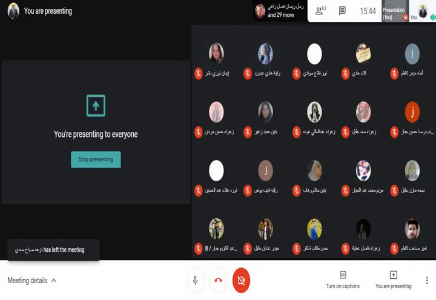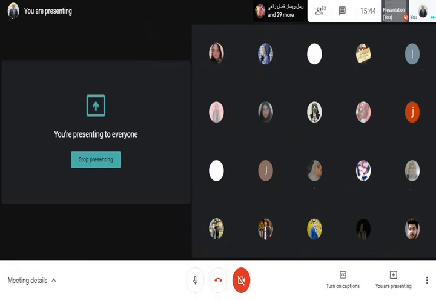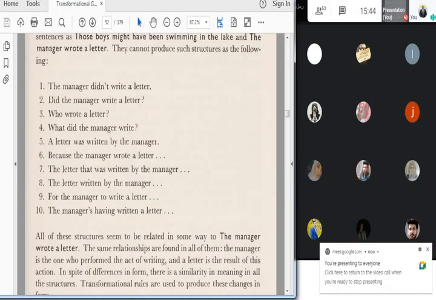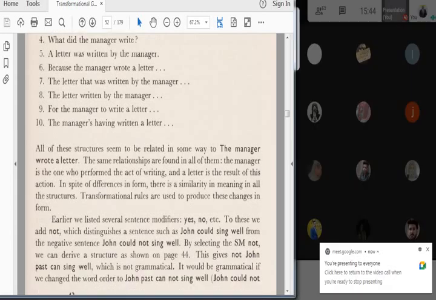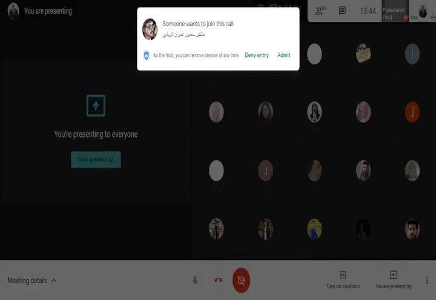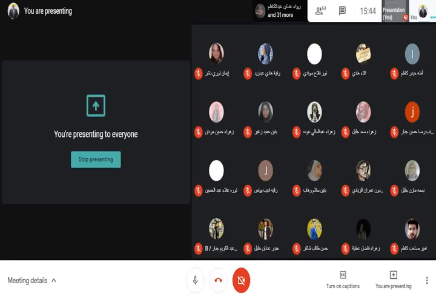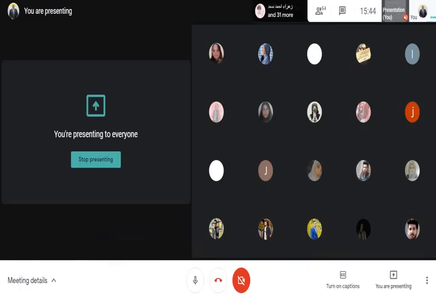Let us agree on this. They are of different types, right? Negative, interrogative, etc. And some of them are passive, others are active, etc. All of these structures seem to be related in one way or another to "the manager wrote a letter," right? So they are interrelated.